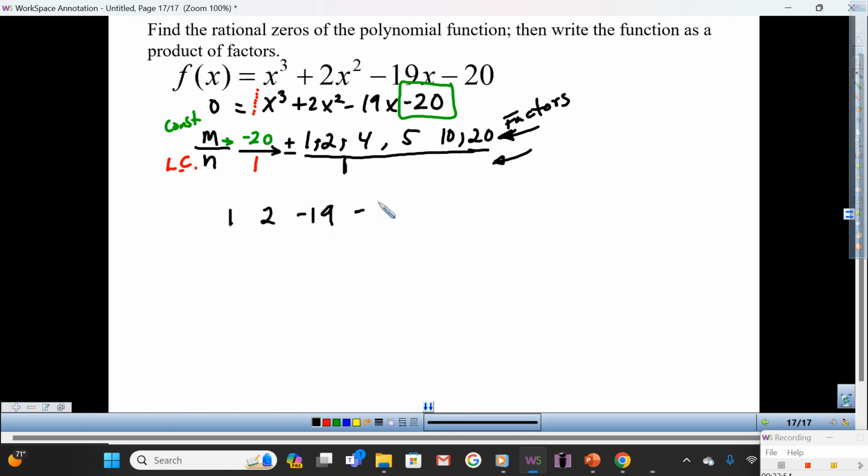-19, and -20. However, look up before you start writing. For my divisor, these are the possible divisors. And here, it could be, one could be a positive or one could be a what? Negative. So I'm going to start with positive 1. So copy that, please.